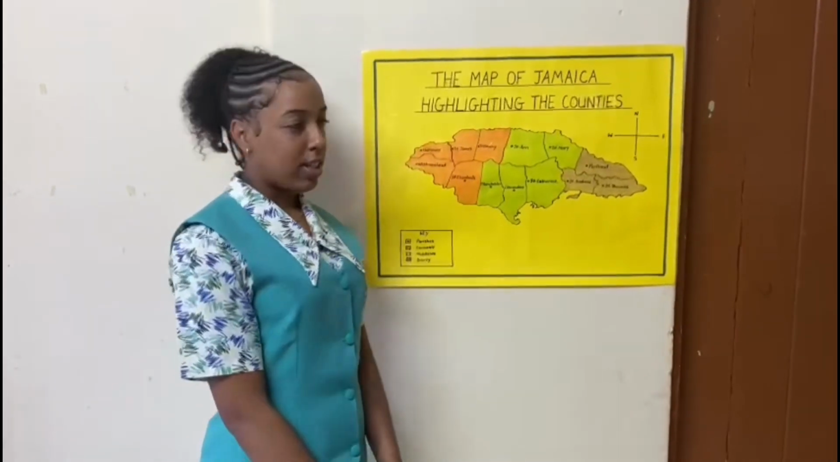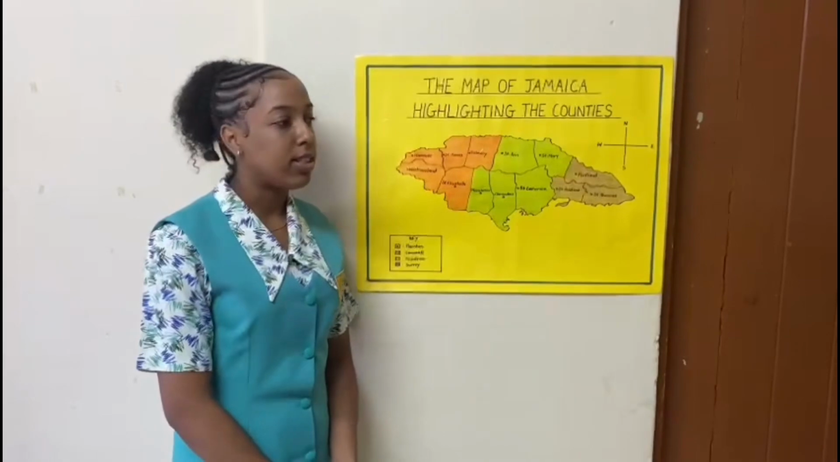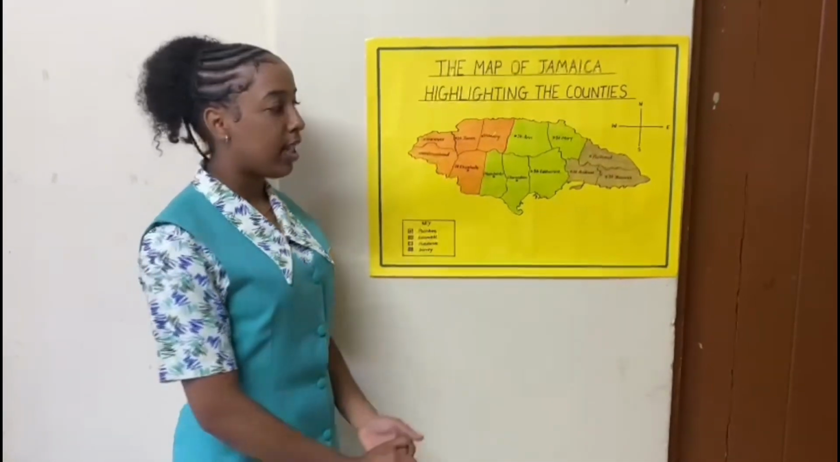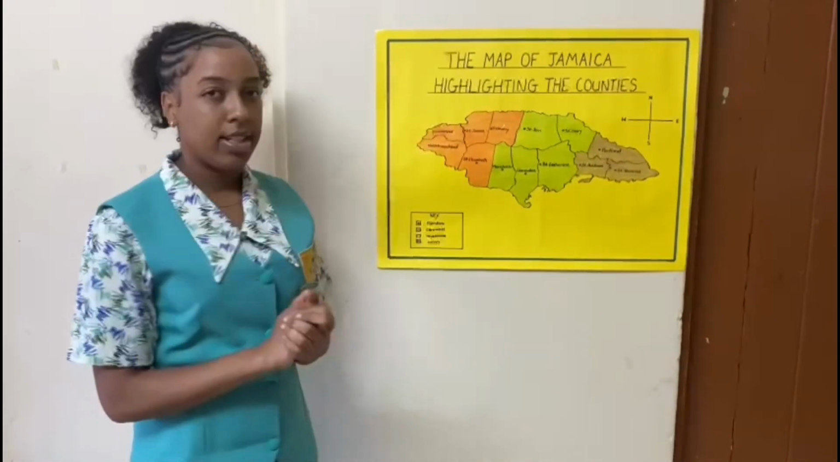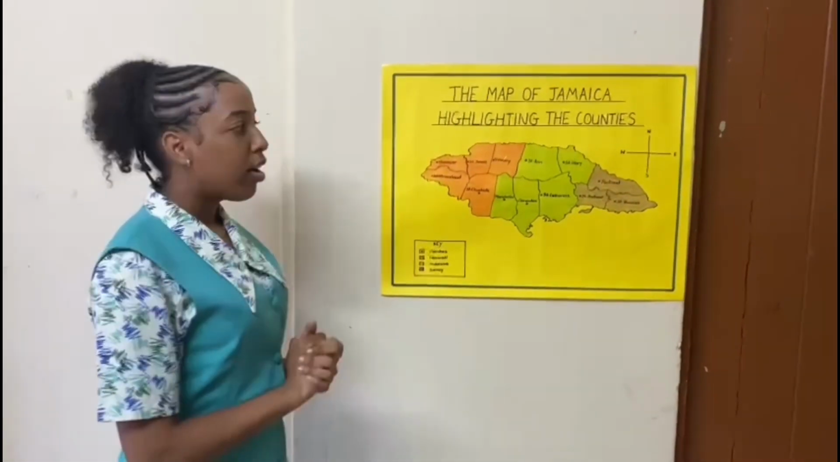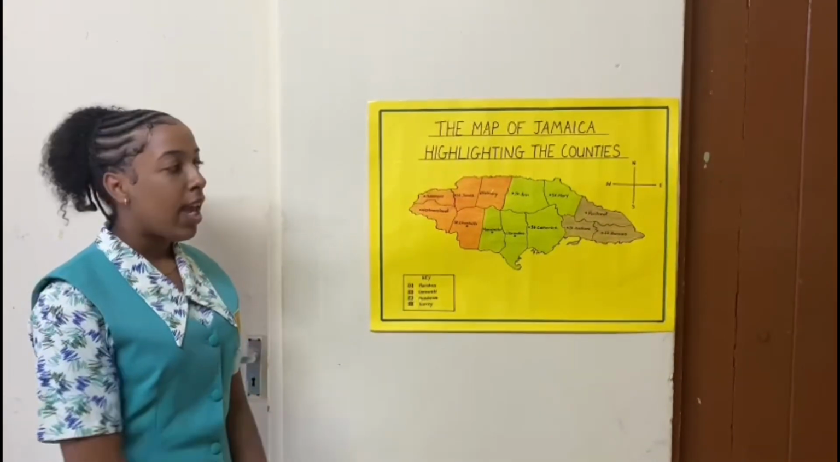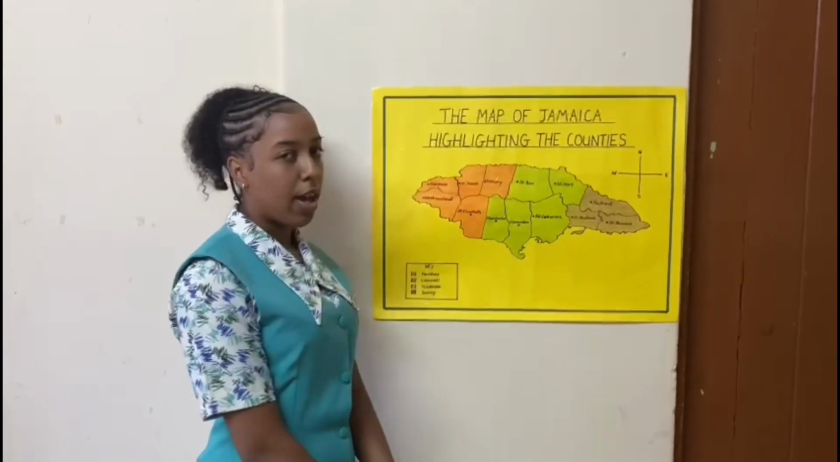So one advantage of using this chart in teaching the lesson of Jamaica's counties is that it caters to the visual learners, as they will be able to see everything clearly stated on the chart. Also, they would find the colors very appealing, in which they will become very engaged and interested in learning about the counties.